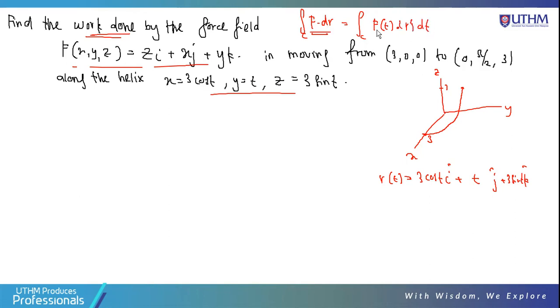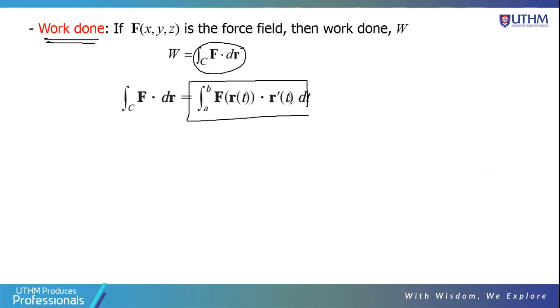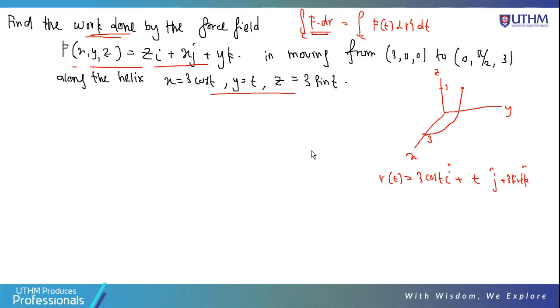So to solve this for the vector field, you have to form this integral, this integral dot r prime t. So you have to get f in terms of t and r prime t dt. So you can obtain r prime t. You need to obtain r prime t. So you get negative 3 sin t i. The derivative of t is just 1, j. So the derivative of 3 sin is cos, 3 cos t k. Okay, r prime is done.